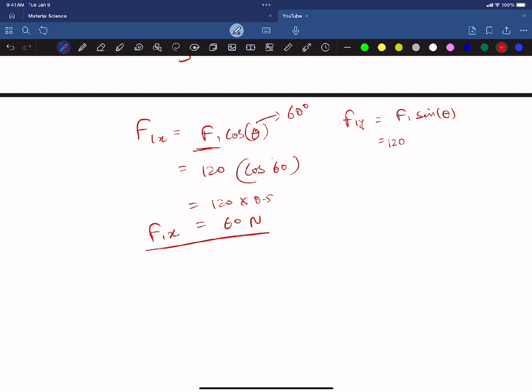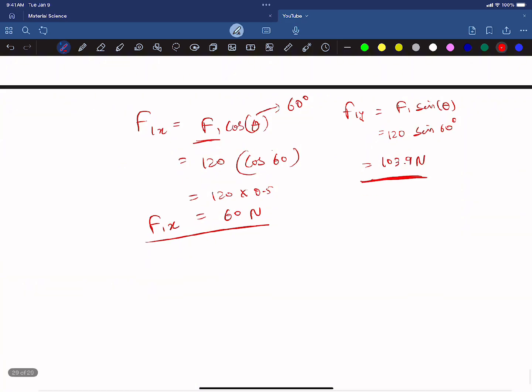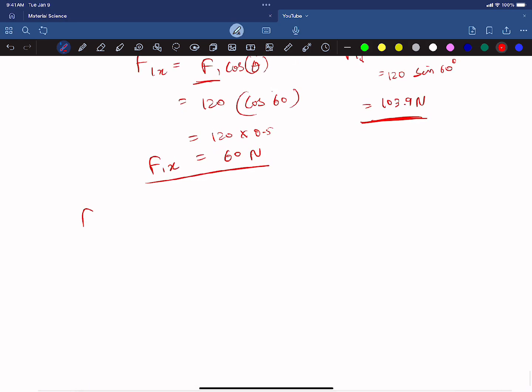Substitute the values. Sin 60 will get 103.9 Newton. So this is the y component of this force. Similarly, we'll do the same thing with F2. So the x component of F2 will be F2 cos theta, 80 times cos 75 will give you 20.7 Newton.